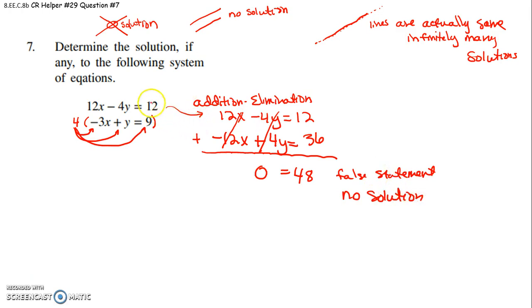Okay? Had there been a solution, I would have been able to still have a variable here. But this whole side zeroes out when we do addition elimination. This side I get 48. That's false. That means no solution.